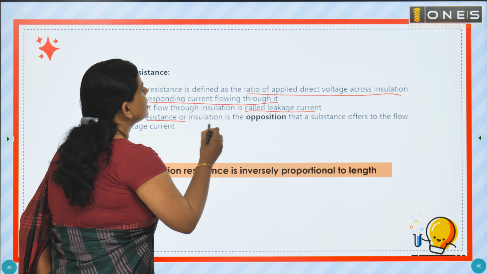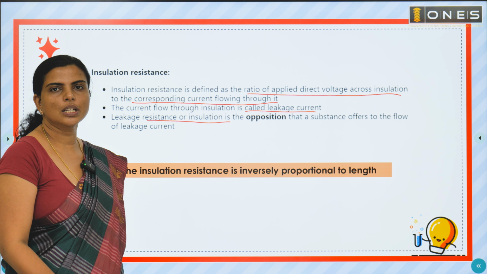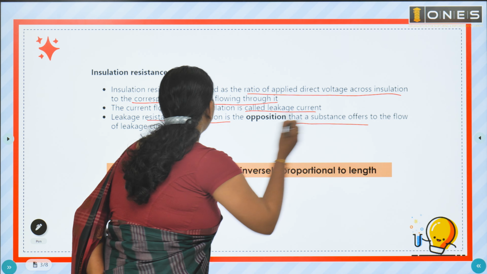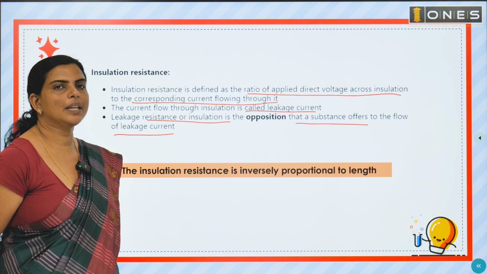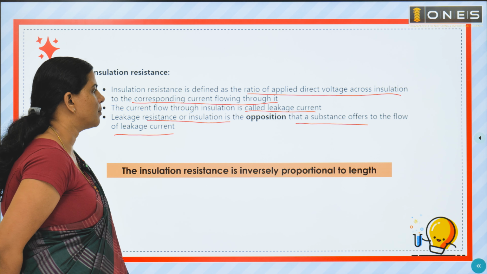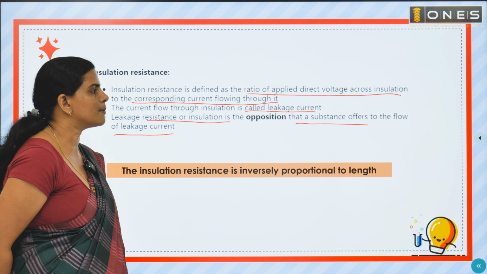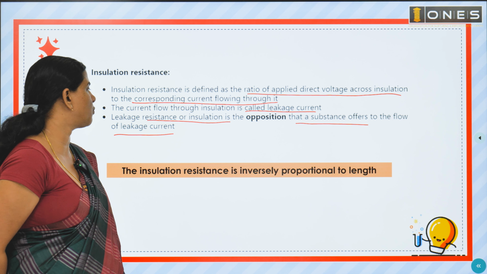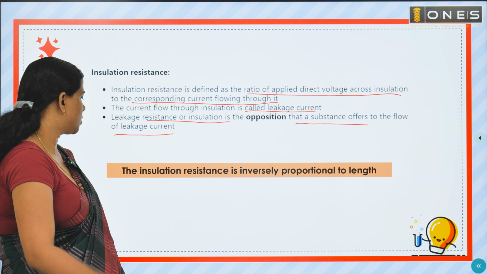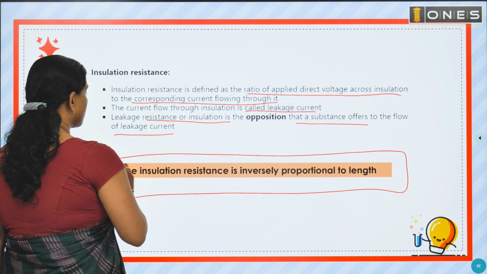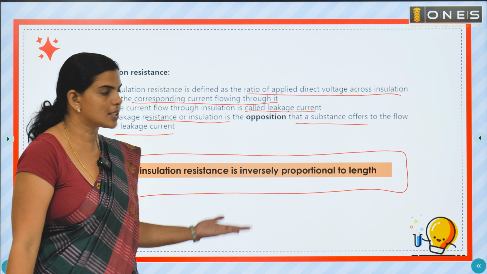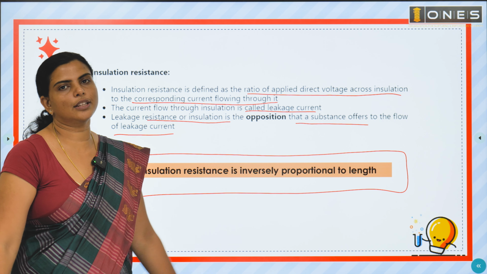Leakage resistance or insulation resistance is the opposition that a substance offers to the flow of leakage current. We call insulation resistance also leakage resistance. Box this: the insulation resistance or the leakage resistance is inversely proportional to the length of the cable.